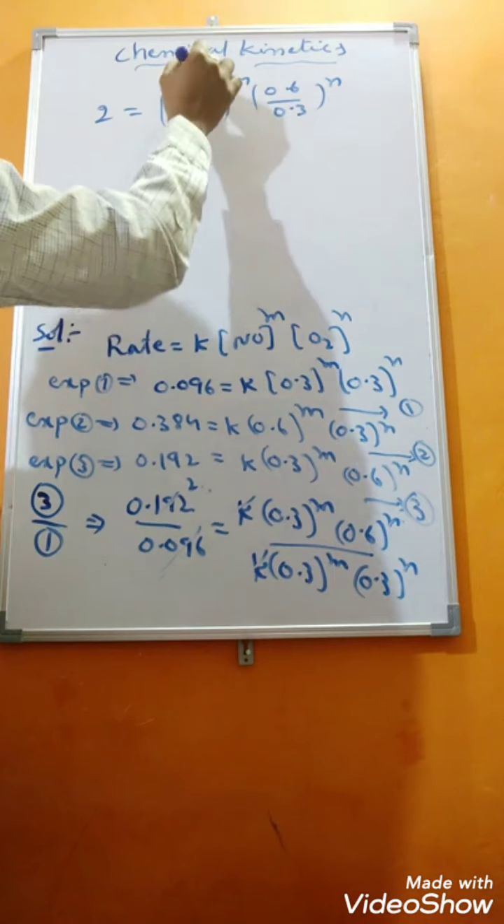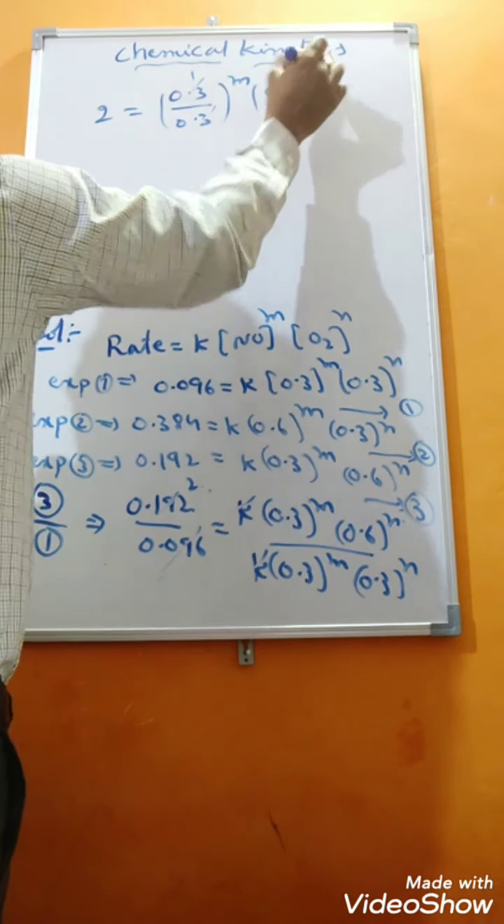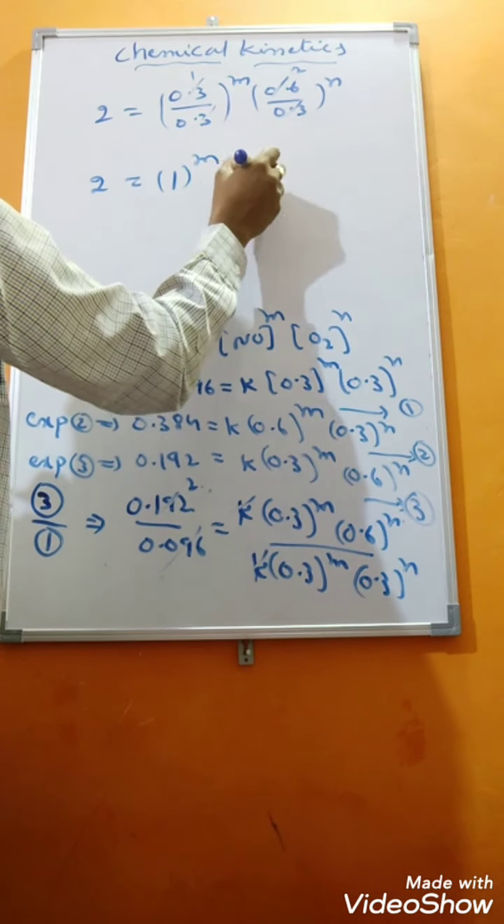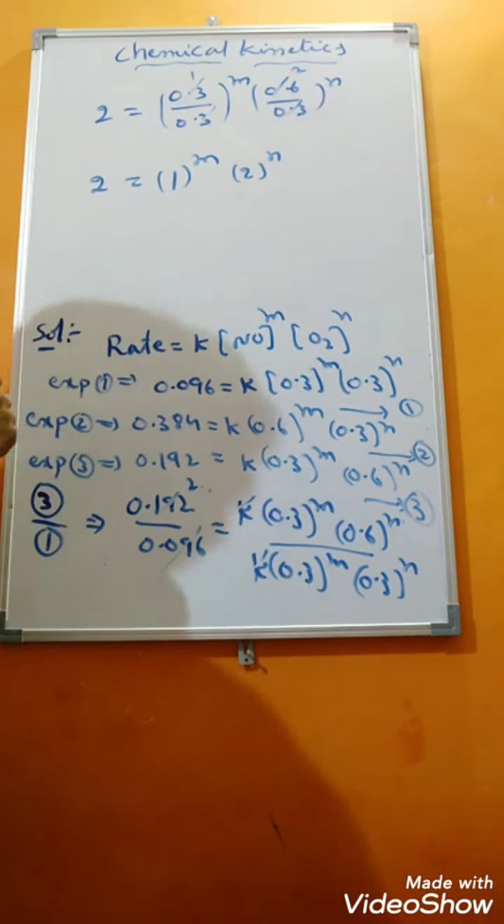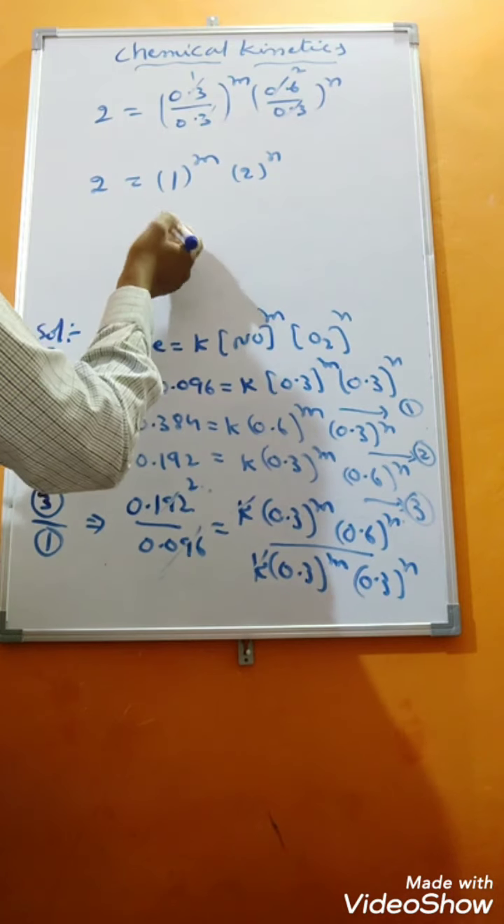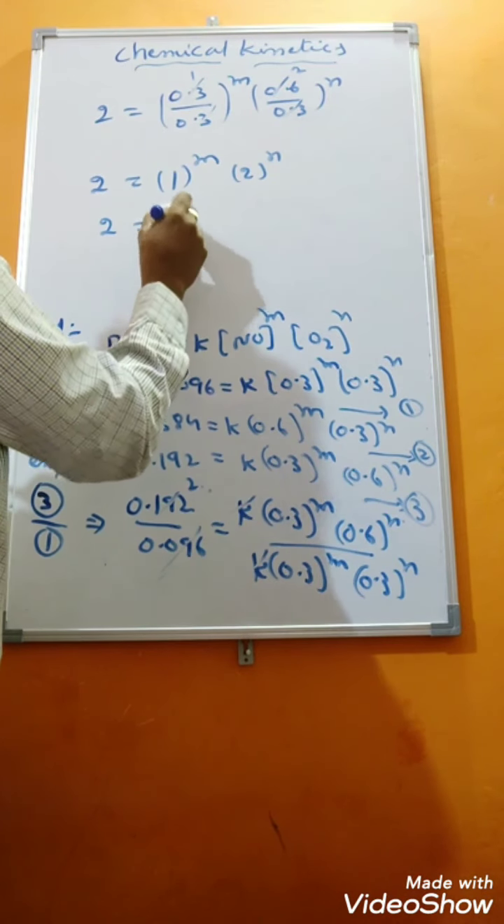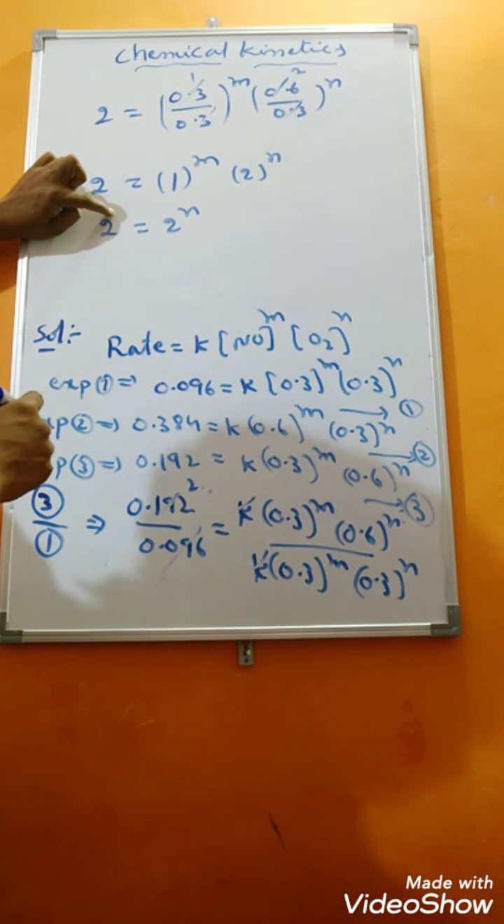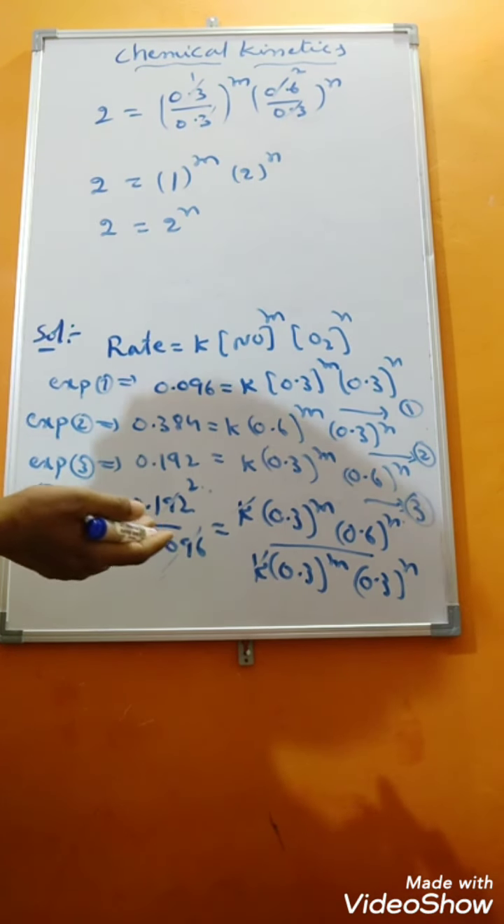Here how many times will it go? Here 1 time, here 2 times will go. Then 2 is equal to 1 whole power m, 2 whole power n. Right? 1 power anything is 1 only. So 2 is equal to 2 power n. Base same means powers we can equate. 2 power nothing means here 1 is there. 2 power 1 equals 2.